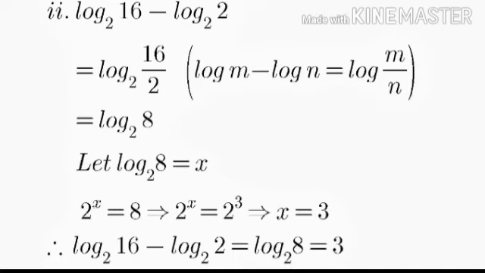Let log 8 base 2 is equal to x. It is converted into exponential form. That implies 2 power x equal to 8. That implies 2 power x equal to 2 cube, where 2 cube is equal to 8. We know that if bases are equal, then exponents are also equal. So x is equal to 3. Therefore, the value of log 16 base 2 minus log 2 base 2 is equal to 3.